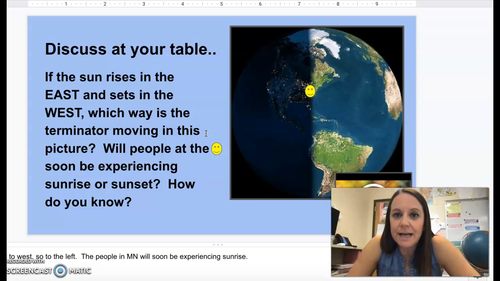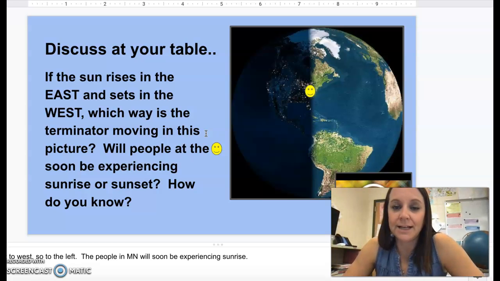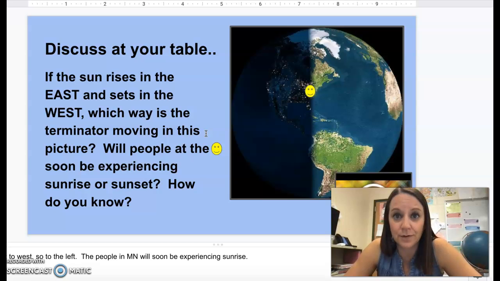The first thing we did is have a discussion about which direction we thought this Terminator line moved across the Earth. A lot of groups brought up the fact that the Terminator line doesn't actually move. It's the Earth that is moving, that is rotating. So you are correct with that. The line appears to move. So we looked at, if the sun rises in the east and sets in the west, which way is the Terminator moving in this picture?